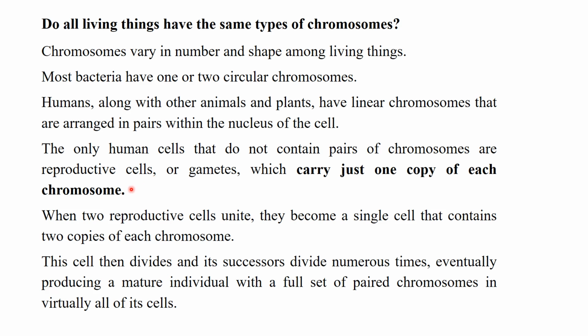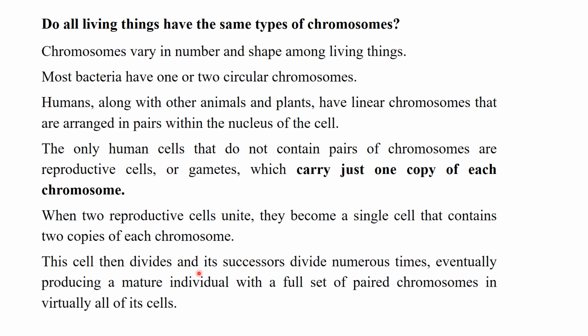When two gamete cells unite, they become a single cell called the zygote, and the zygote contains two copies of each chromosome, and each copy comes from each parent. One is from the mother and one is from the father. So a gamete cell has half the number of chromosomes. So gametes are the haploid cells having half the number of chromosomes. This cell then divides. Zygote की बात हो रही है.